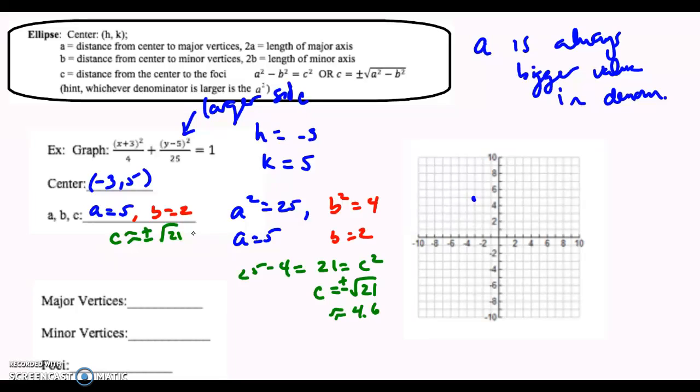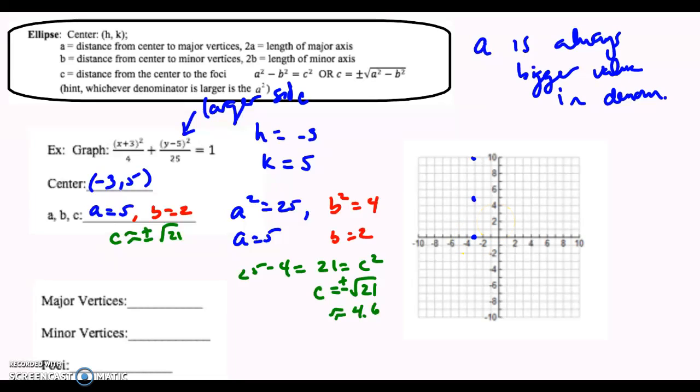So now let's go ahead and graph what we have. I'll plot the a values first. I have to go up 5 and down 5. And the reason I'm going up and down 5 is because the 5, or the 25, belongs to the y value. So from my coordinate, -3, 5, I'm going to go up 5. That gets me at -3, 10. I'm going to go down 5. That's going to get me at -3, 0.